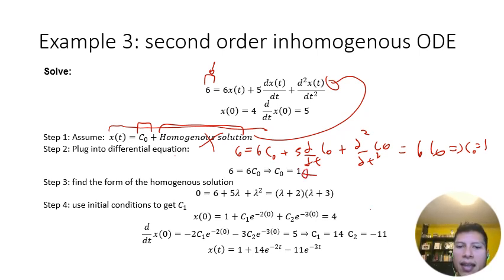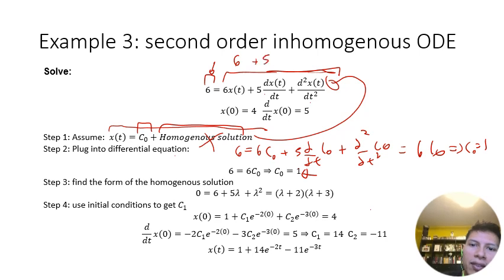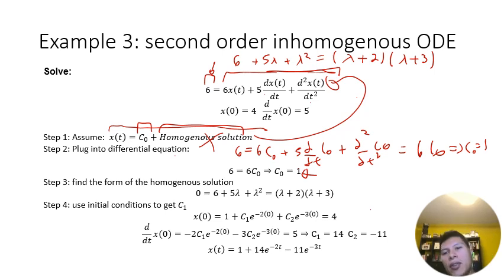And now we need to actually find the characteristic equation for this, so we're going to have 6 plus 5 lambda plus lambda squared, and that's actually equal to lambda plus 2 times lambda plus 3. So you can go and plug that into your quadratic equation, and then you can get what the roots are, but they're -2 and -3.